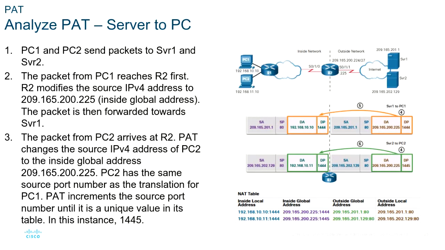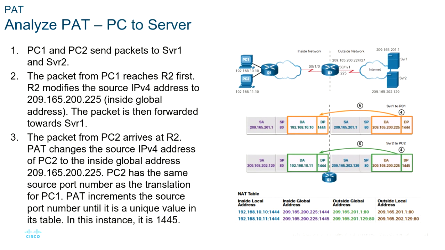So in this case, PC1 and PC2 send packets to server 1 and server 2 in the outside world. When it hits the R2 router, it'll do the translation. PC1's packet will be forwarded towards server 1. PC2's will be forwarded towards server number 2. The NAT translation table then shows both devices. It'll modify port numbers if required.